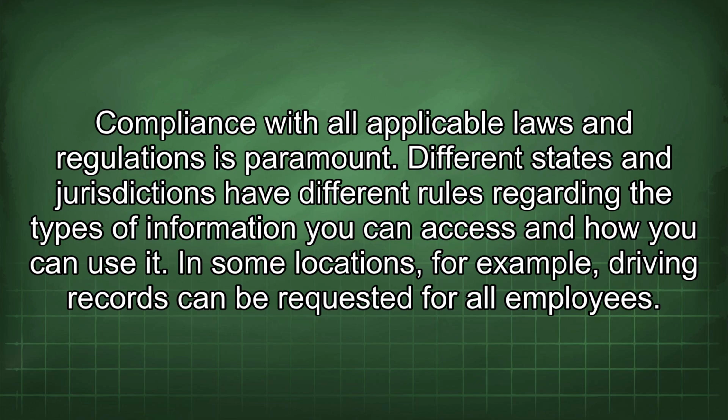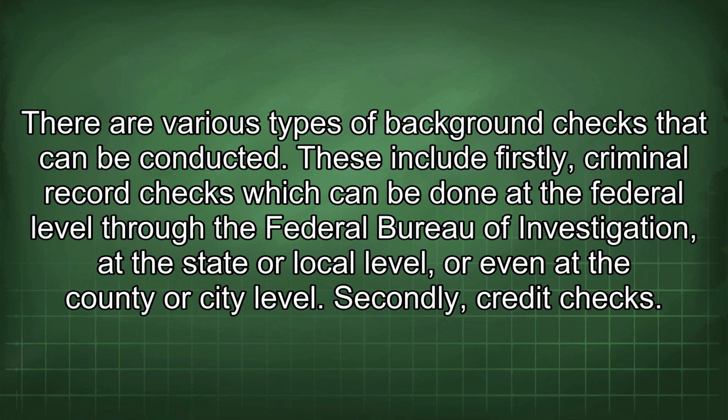Different states and jurisdictions have different rules regarding the types of information you can access and how you can use it. In some locations, for example, driving records can be requested for all employees. There are various types of background checks that can be conducted. These include, firstly, criminal record checks, which can be done at the federal level through the Federal Bureau of Investigation, at the state or local level, or even at the county or city level.